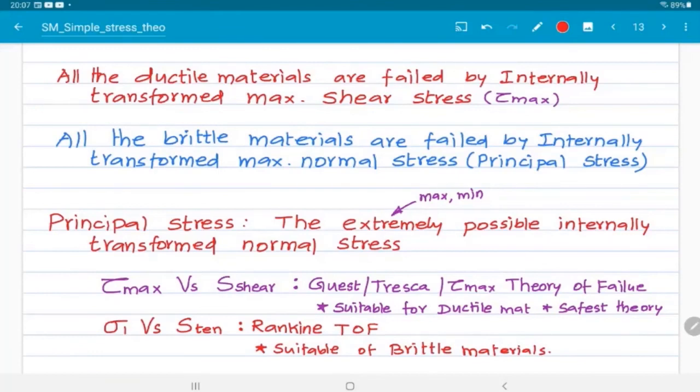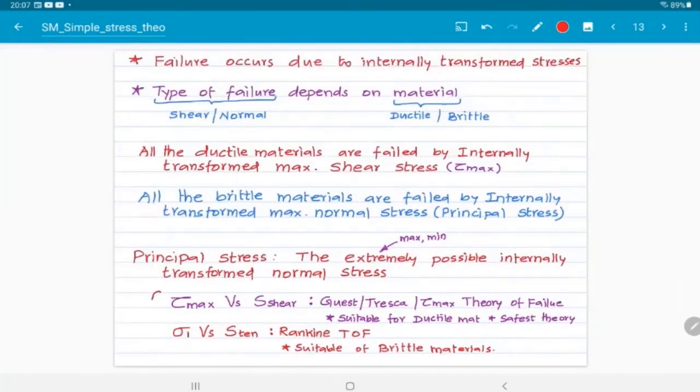Okay, so keep this point in mind. Whenever we are calculating the stress, what is the next step? We are going to do the transformation process. Then what is the outcome of the transformation process? There are two possible outcomes. One is principal stress, another one is tau max. We use the principal stress for brittle material, and tau max for ductile material.